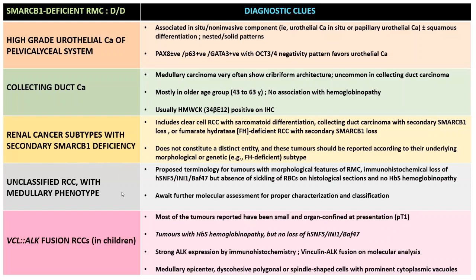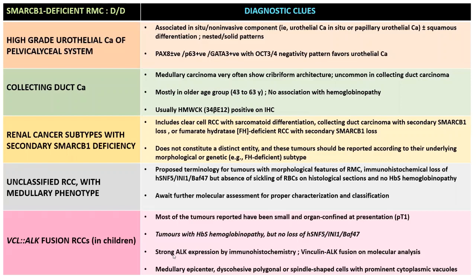Rather, call it that specific renal cell carcinoma subtype with a secondary SMARCB1 deficiency. Sometimes, as I have already said, you could have a carcinoma which looks almost like a renal medullary carcinoma, both by histology as well as by immunohistochemistry, but there is an absence of a hemoglobinopathy. In those cases, they are usually called an unclassified RCC with a medullary phenotype. And this last category of tumors is not really a morphological differential diagnosis of a renal medullary carcinoma, but I have brought it into this group because this is another family of renal cell carcinomas which is seen in patients with sickle cell hemoglobinopathy. So keep that in mind.